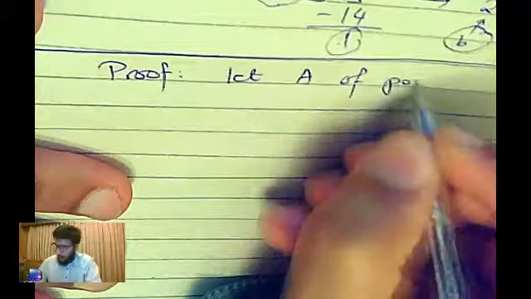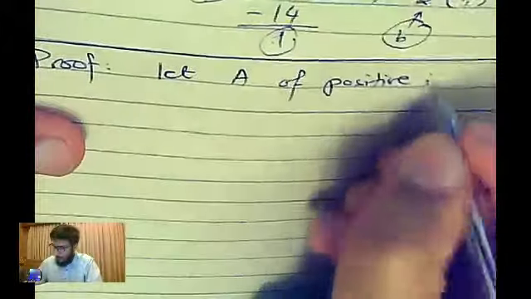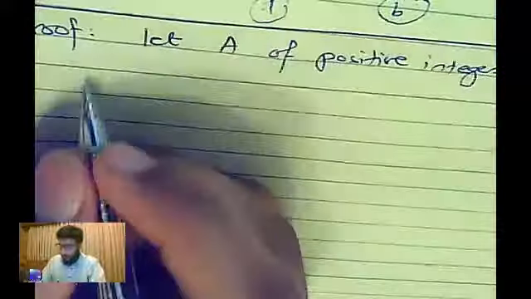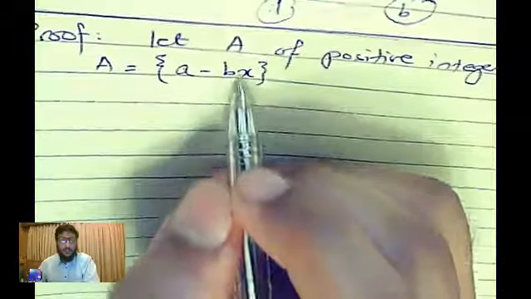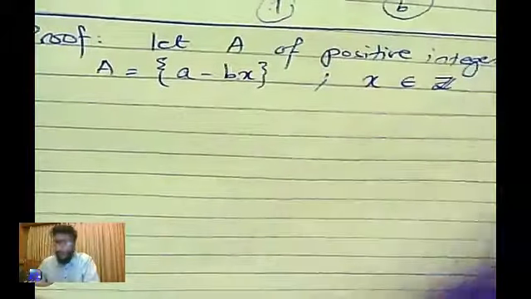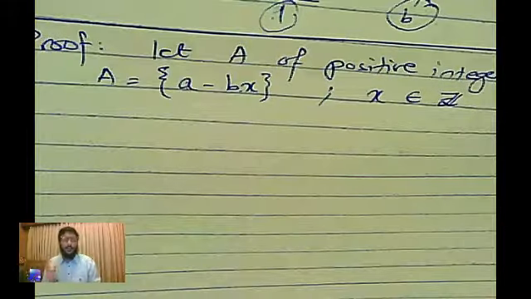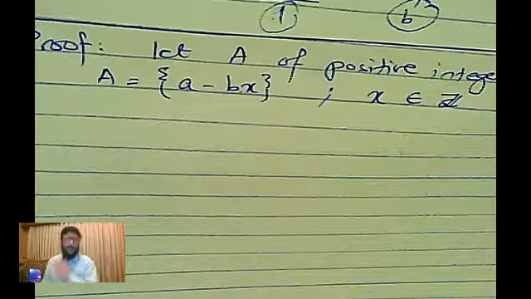So let there be a set A of positive integers. All right. Let A be a set of positive integers, and we could say that A equals A minus B times X. I mean, A and B are integers, and we should also say that X also belongs in the group of integers. All right, there are no fractions involved in this. There are only numbers 0, 1, 2, 3, 4, 5 and so on.